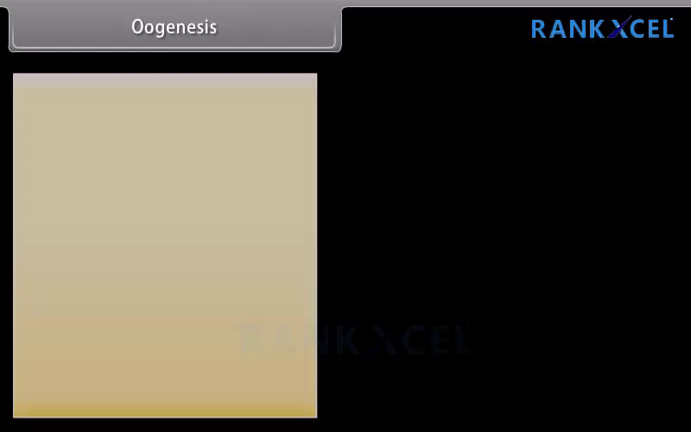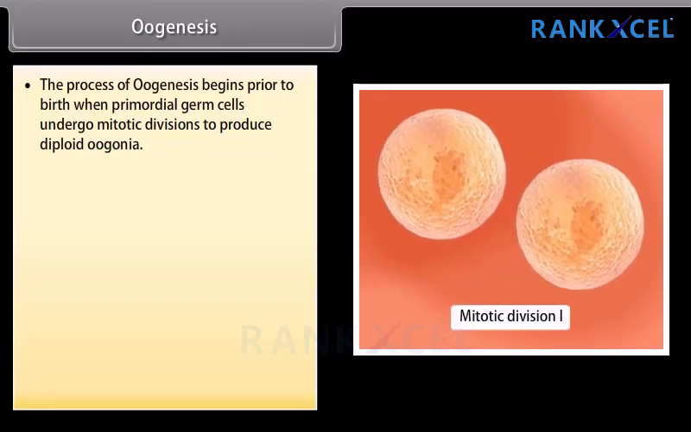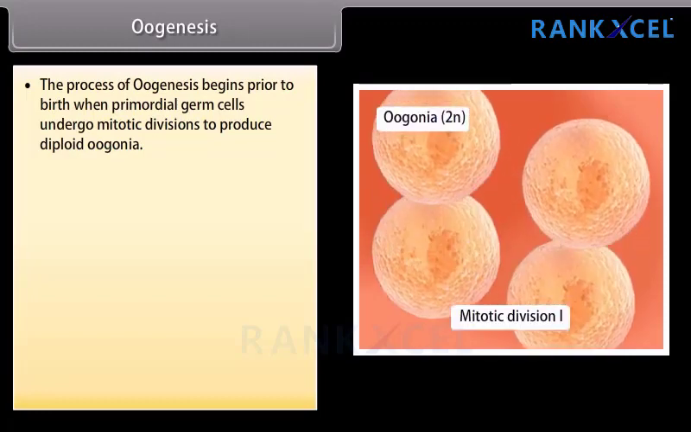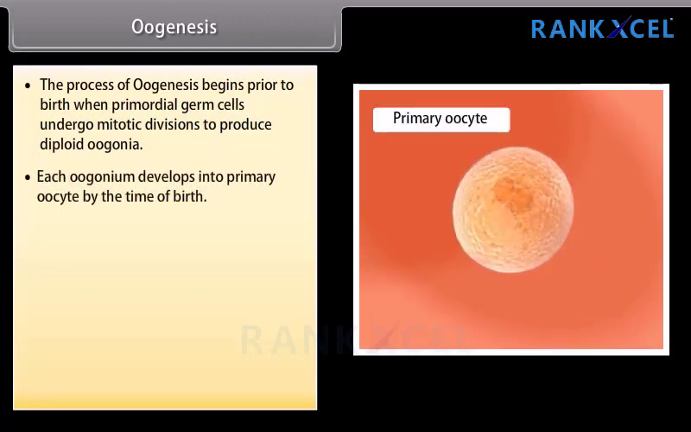Oogenesis. The process of oogenesis begins prior to birth when primordial germ cells undergo mitotic divisions to produce diploid oogonia. Each oogonium develops into primary oocyte by the time of birth.